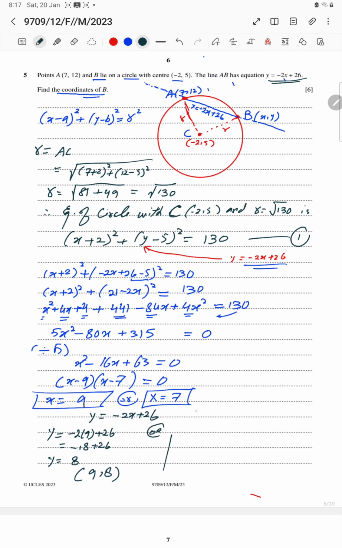For the second case, when I take x = 7, y = −2 times 7 plus 26, that is −14 + 26, which gives me 12. And that reminds me that in the first coordinate A, when x is 7, y is 12. So the required coordinate of B is (9, 8). I hope you got it.